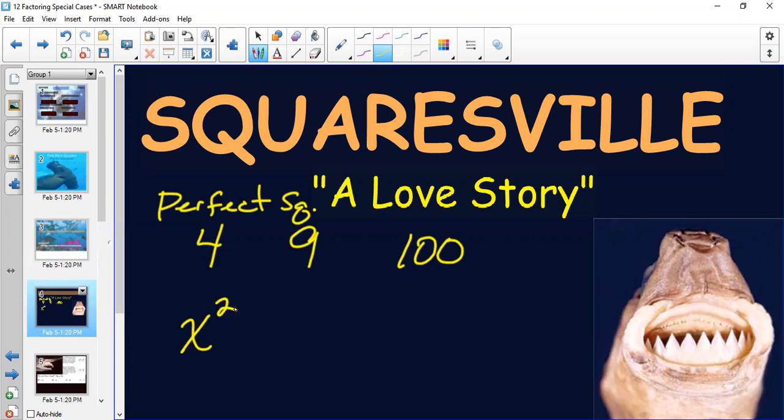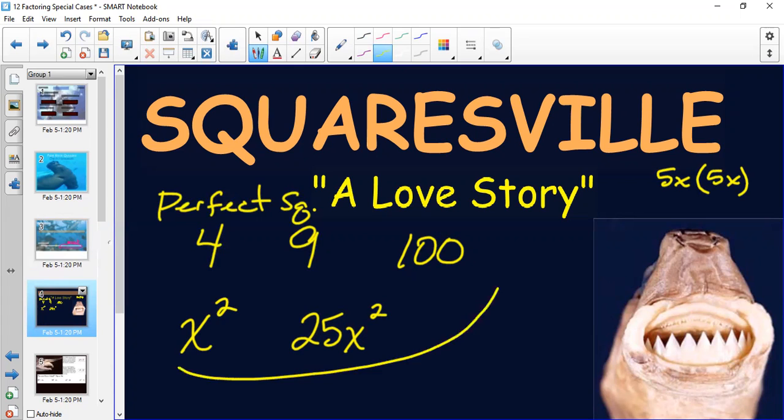Or maybe it's 5x times 5x. That would be 25x squared. So it could be a combination of numbers and letters as well. But all of these that we just listed are examples of perfect squares, so they would be people that the bus driver would allow on the bus. I'm going to continue with my story now.